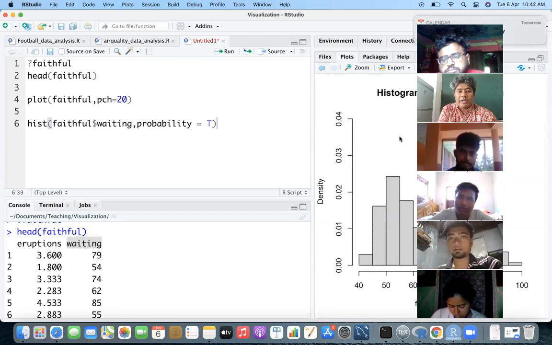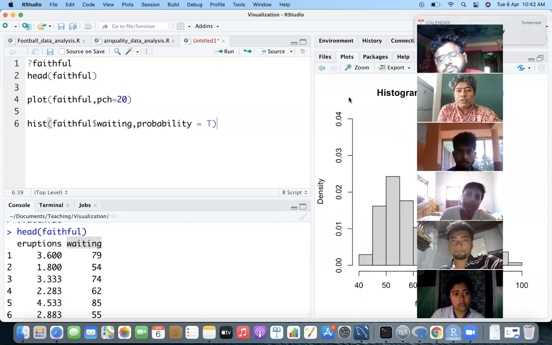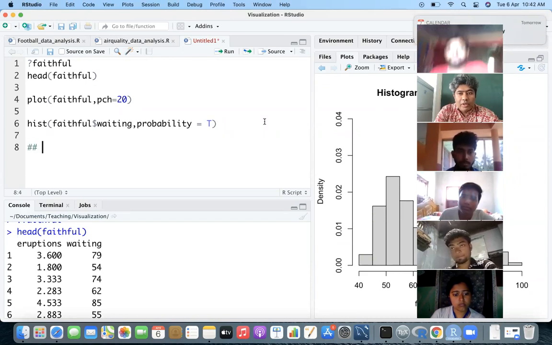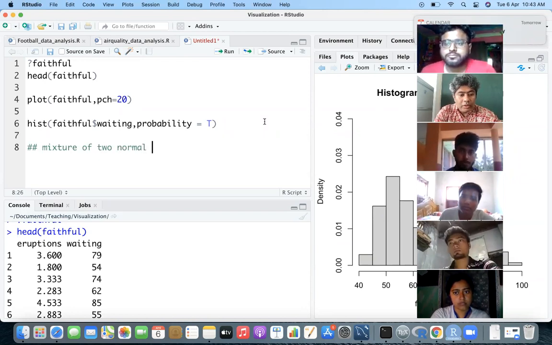Okay, fine, fair enough. Sir, or maybe we can take the sum of two Gaussian distributions. Yeah, exactly. Two normal distributions. Yeah, very good. So the suggestion is we will take a mixture of two normal distributions. Okay, let us try. How can we do that? Mixture of two normal distributions.